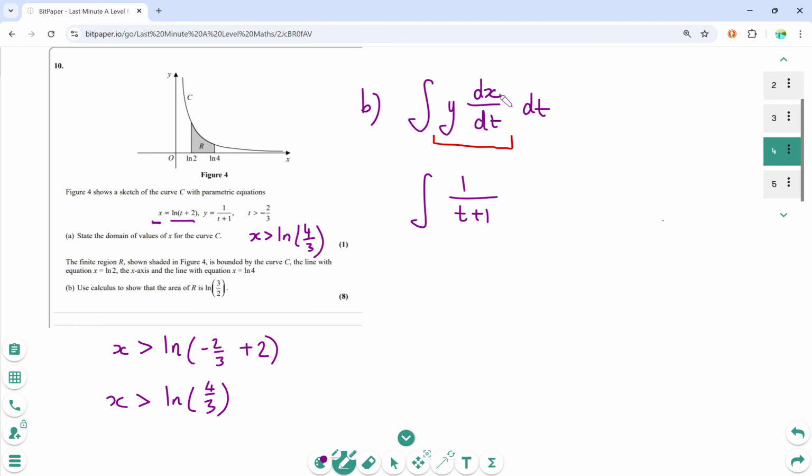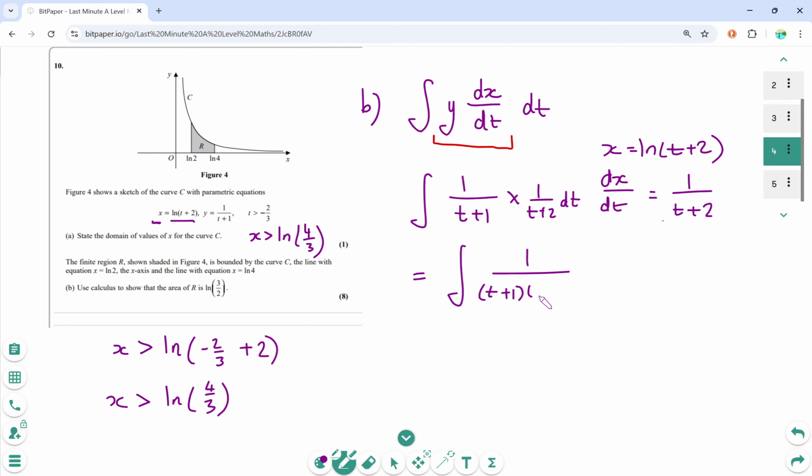And then dx/dt, we know x is ln of t plus 2. So that means dx/dt, we've got a minor chain rule there. ln goes to 1 over, so 1 over t plus 2, times by the derivative of whatever's inside the brackets, which is just 1. So no effect here, it's just 1 over t plus 2. So our integral of y times dx/dt is 1 over t plus 1 times 1 over t plus 2 dt. We'll put this together, so it's 1 over (t plus 1)(t plus 2) dt.